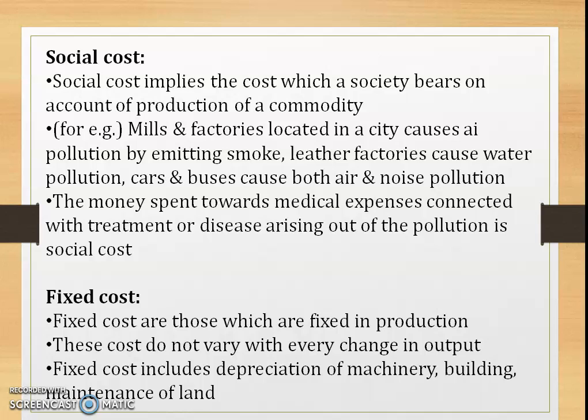Let's see the social cost. Social cost implies the cost which a society bears on account of the production of a commodity. For example, mills and factories located in the city cause air pollution by emitting smoke. A leather factory causes water pollution. Cars and buses cause both air and noise pollution. Right? Money spent on medical expenses connected with the treatment of diseases arising out of the pollution is social cost.